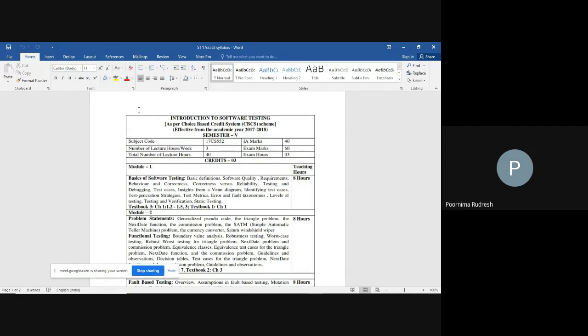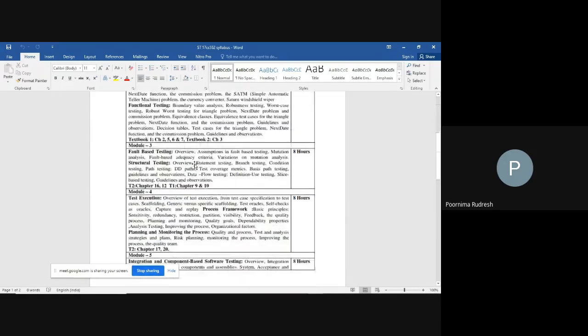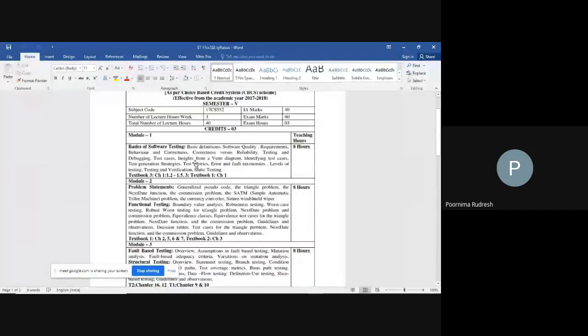So the title of the subject is Introduction to Software Testing, and once again it is total for 100 marks, 40 marks internal and 60 marks external. And as usual, the subject consists of 5 modules: module 1, module 2, module 3, module 4, and module 5. The examination pattern we don't know, since we are conducting online classes. Once VTU announces the conduction of the exams and the syllabus, we'll discuss that later.